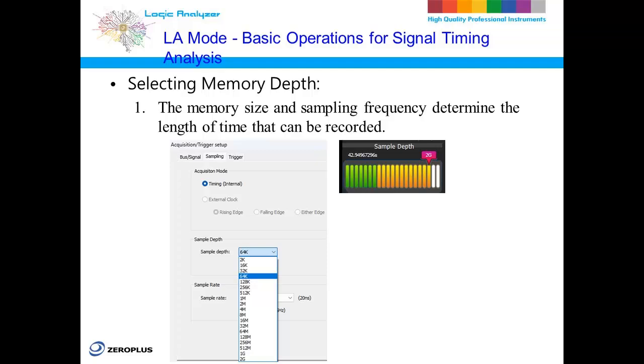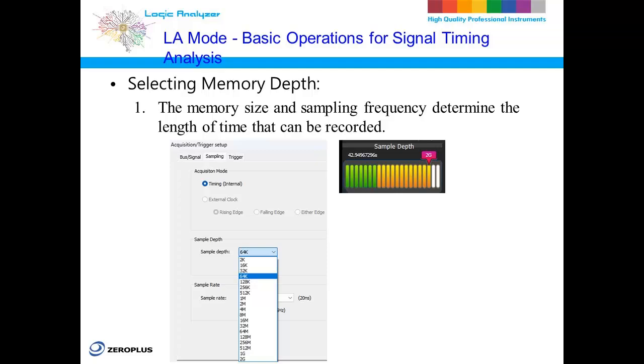For example, if your device has 100 million samples of memory and you set the sampling frequency to 1 GHz, you'll be able to record 100 milliseconds of signal waveform. On the flip side, if you need to measure a longer signal duration, you can reduce the sampling frequency to extend the recording time. For instance, if you set the sampling frequency to 100 MHz, you'll be able to record 1 second of signal with the same memory size.